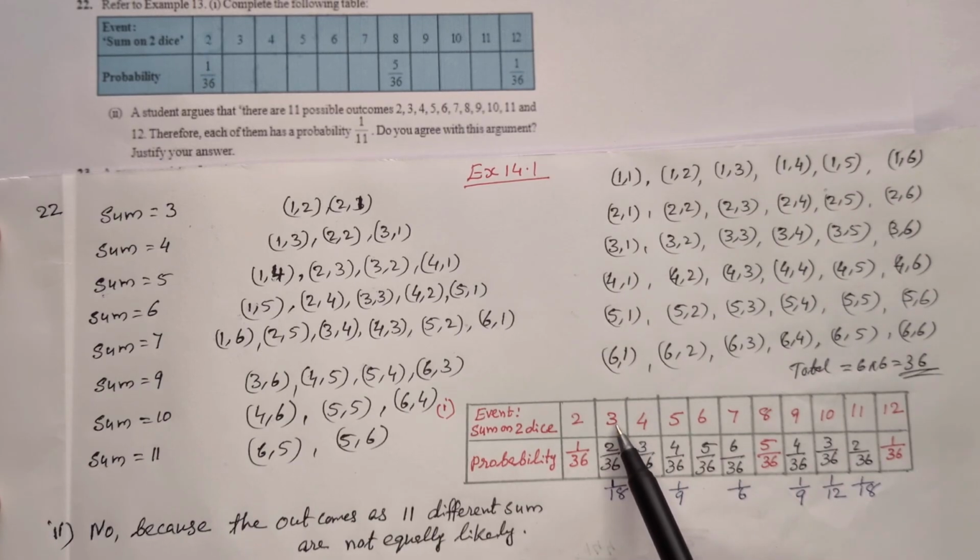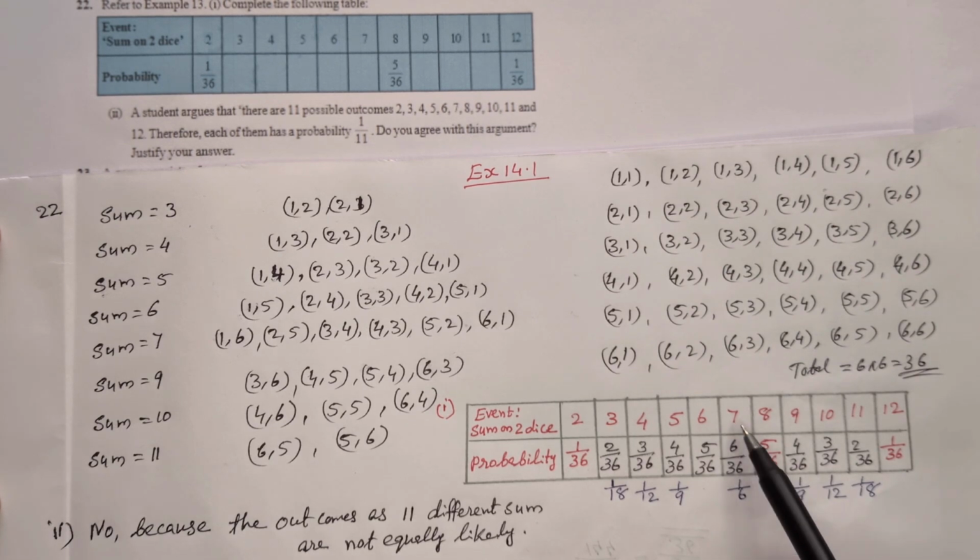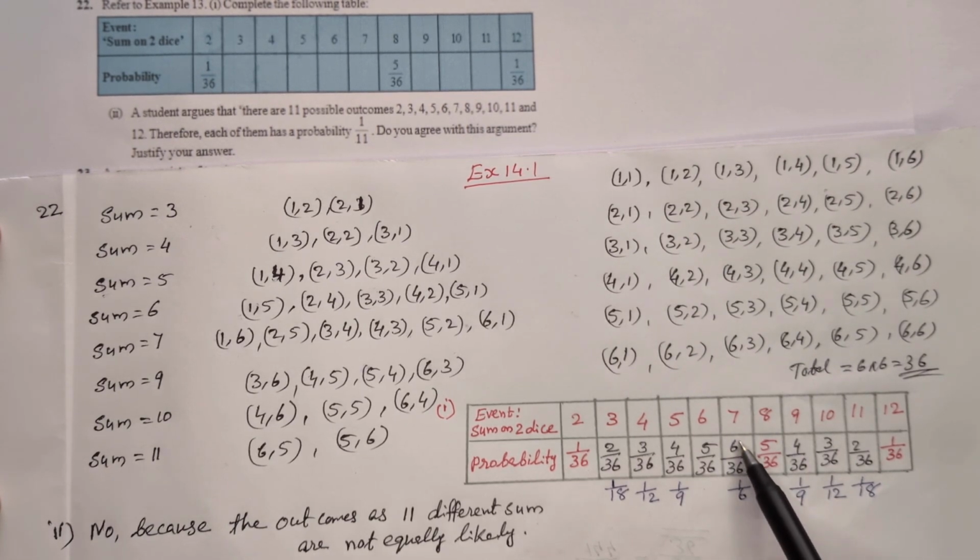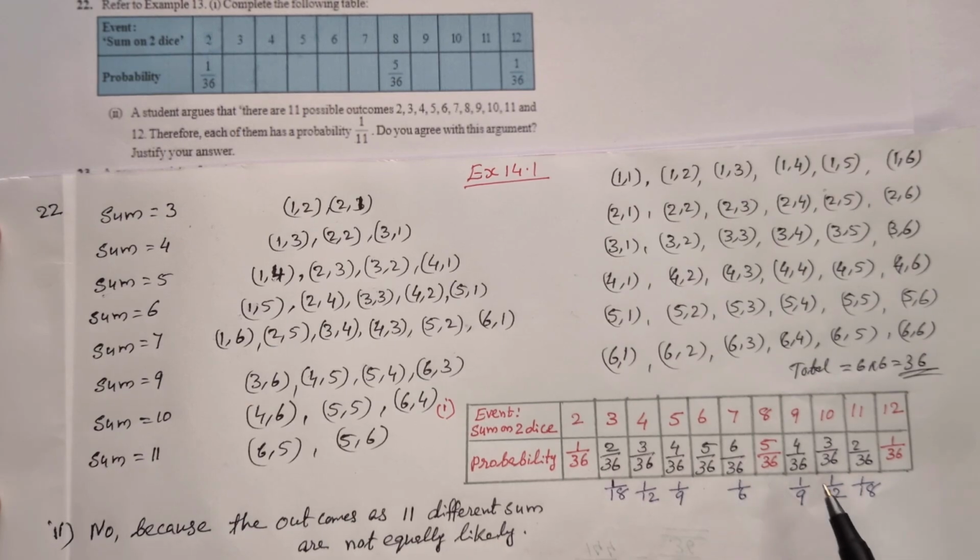That means to get the sum as 3, probability is 2 by 36. To get 7 as the sum of 2 dice, the probability here is 6 by 36. So probabilities are not equally likely, different probabilities to get each number. Therefore we cannot agree with that. The reason is they are not equally likely.